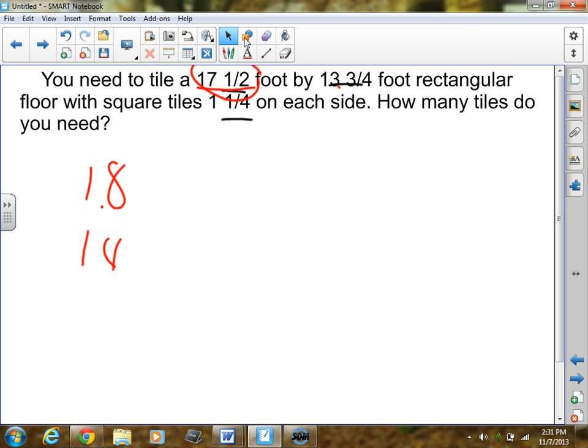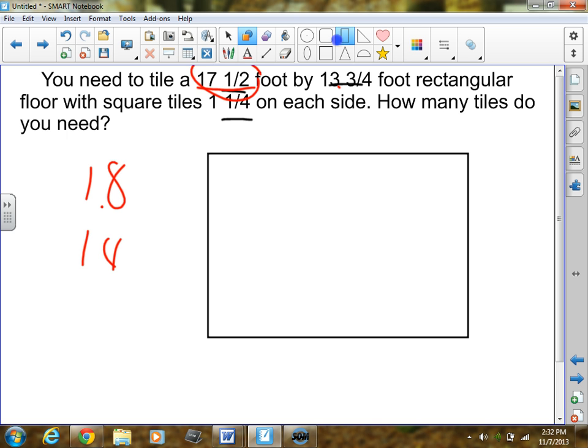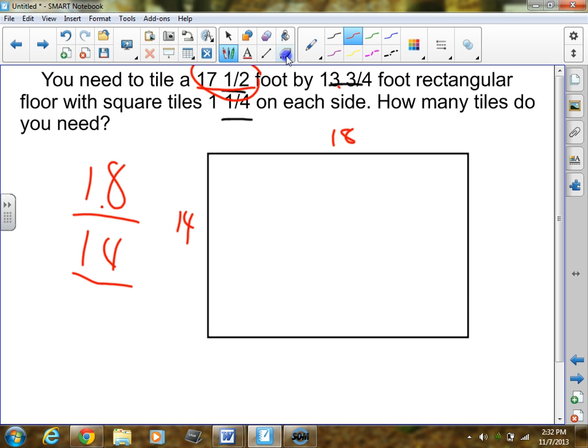Now I'm actually going to do something you guys can't do. I'm going to draw an example. So this is going to be my, or really what I'm going to call my, 18 by 14 foot room. It's going to be 18, and that's going to be 14. Now, my tiles are going to be 1 1/4. I'll erase that to get it out of your way a little bit. There we go. So 1 1/4 is pretty close to 1, right? So that's going to be close to 1.